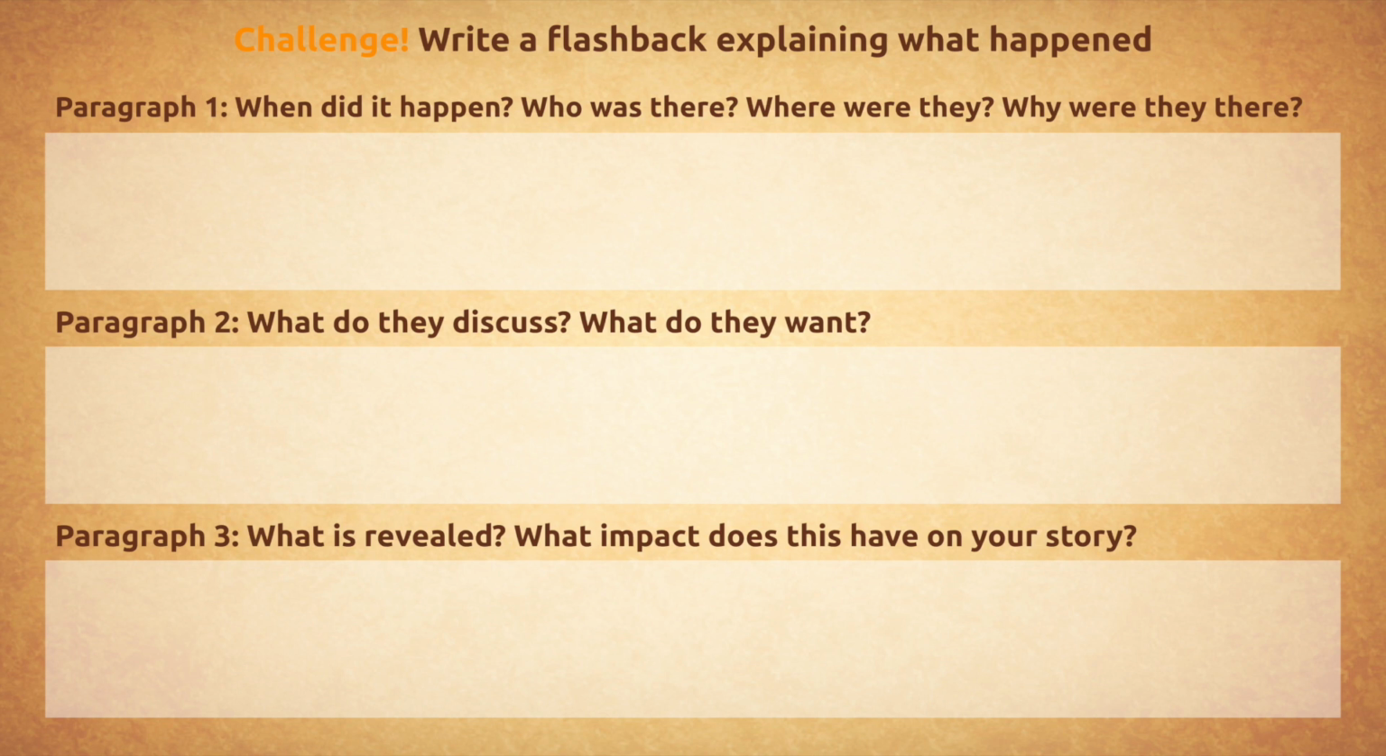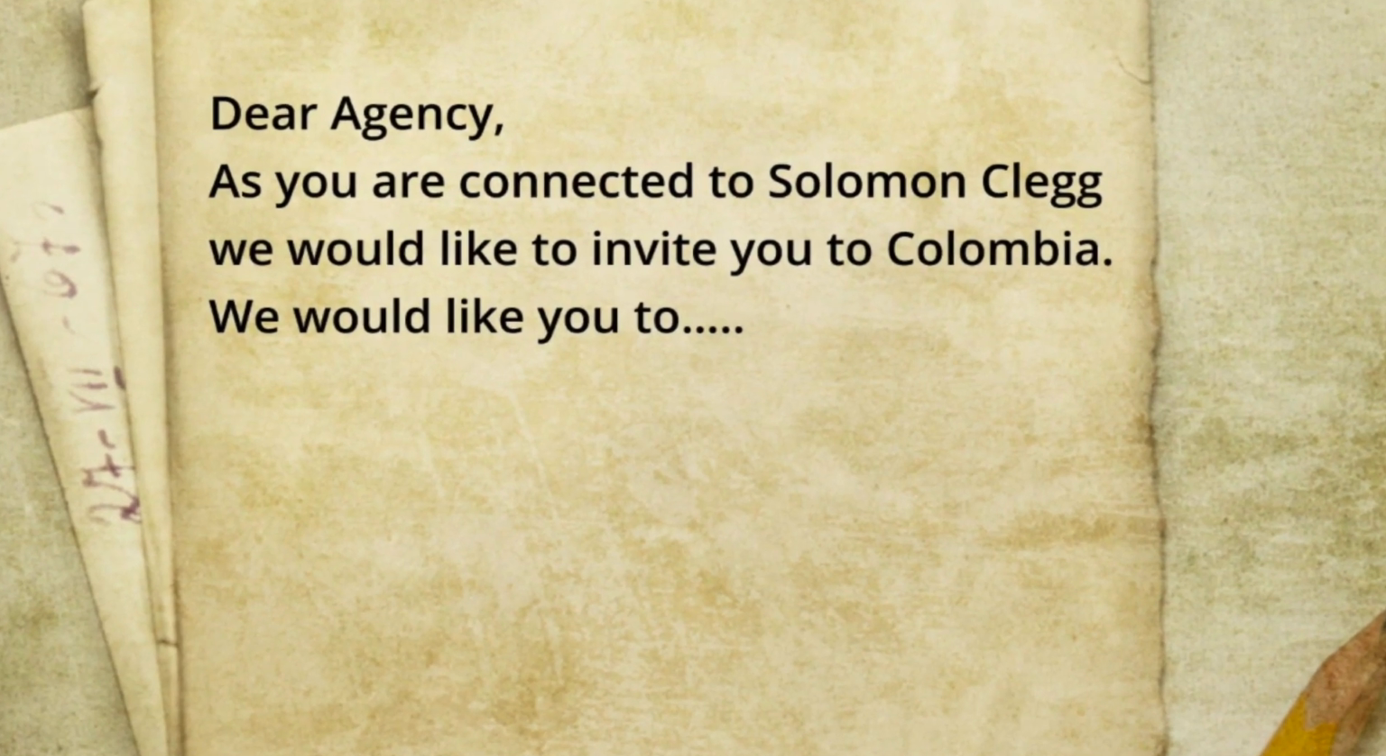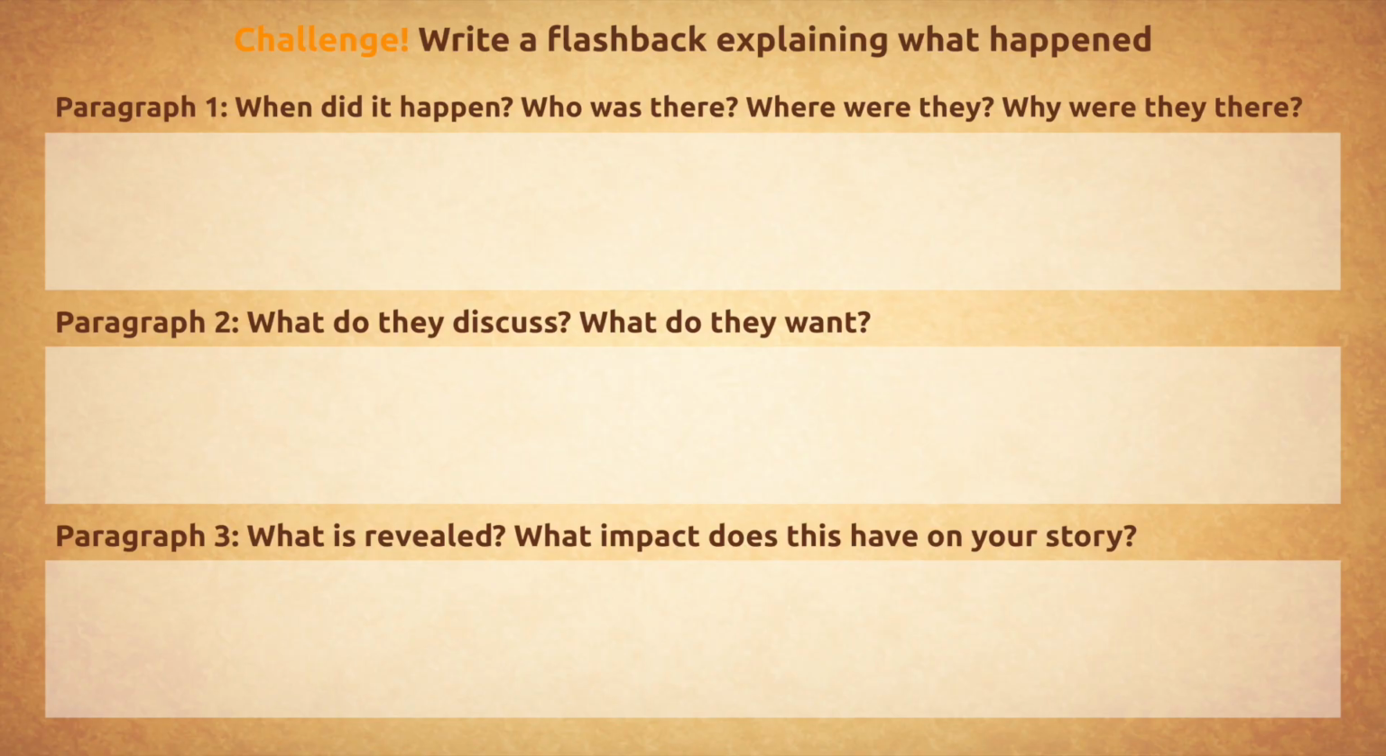So your challenge for today is to write your flashback up, explaining what has happened. So how did we get to this point? Again, for us in our story, it was Chris Columbus, and he'd written a letter to Louis Jimenez and Solomon Clegg, sending them on this fanciful journey of trying to find El Dorado, when Chris Columbus really knew that it was a myth, it wasn't a real story.